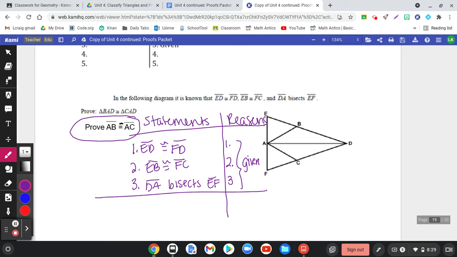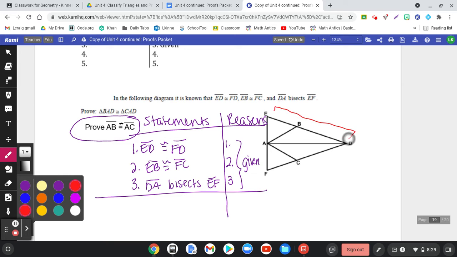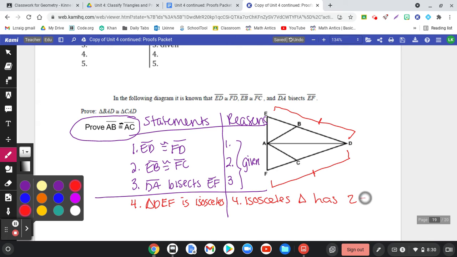All right, so let's mark up our picture. That's important. ED is congruent to FD. So ED, that whole side, is congruent to FD, that whole side, which makes it what type of triangle? 2 congruent sides, isosceles. So that's where I'm going to begin. So triangle DEF is isosceles. And we knew that because it has 2 congruent sides. So an isosceles triangle has 2 congruent sides.